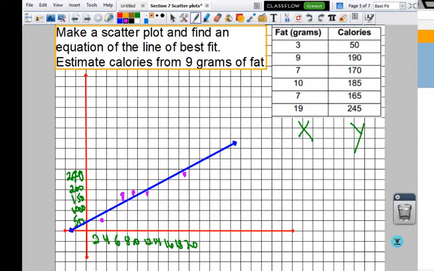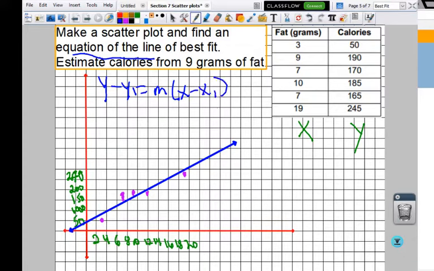Alright, so I've got this trend line now. This line right here is my trend line. I am going to find the equation of this trend line, of this line of best fit, because it says make a scatter plot and find an equation of the line of best fit. And I'm going to use point slope: y minus y1 equals m, parentheses x minus x1.